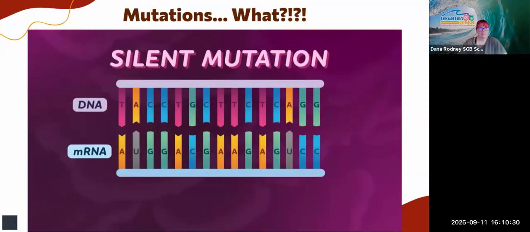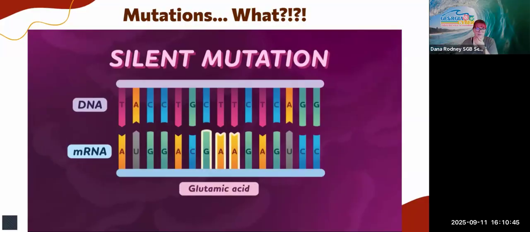There are also silent mutations, which might be a misleading name. See, for decades, scientists thought a lot of substitutions didn't do anything because genetic codes have a certain amount of redundancy. For example, GAA codes for glutamic acid, but so does GAG. So if this last letter mutated from an A to a G, nothing would happen.